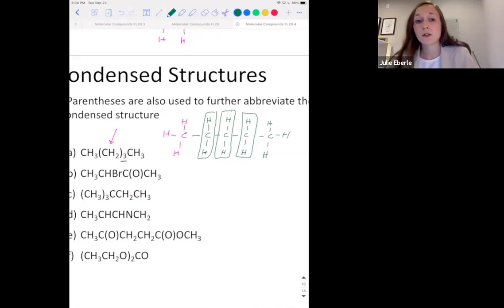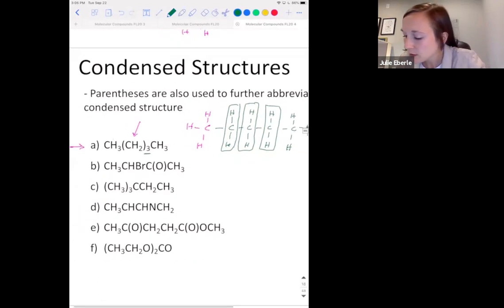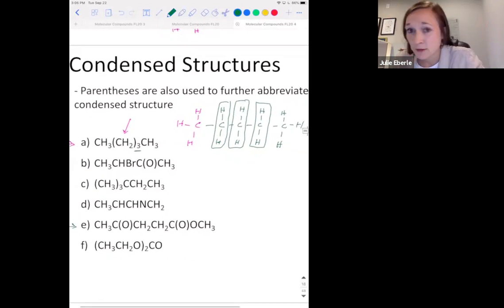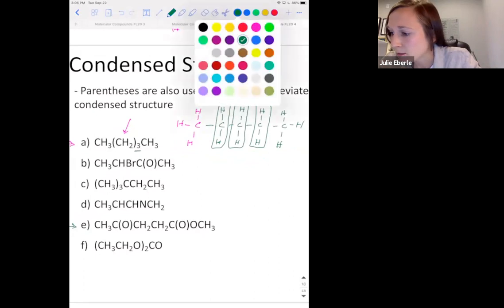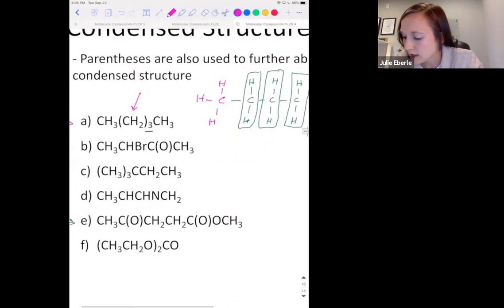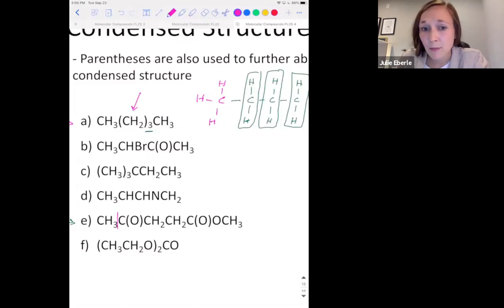There's another way to do it as well, and a good example is letter E. So let's look at E. We'll do E and F. B, C, and D, I would like for you to try on your own. So let's do E. E looks pretty long and pretty hard. But first, let's divide up the groups. I'm going to go back to pink because it's a better contrast. Here's one group.